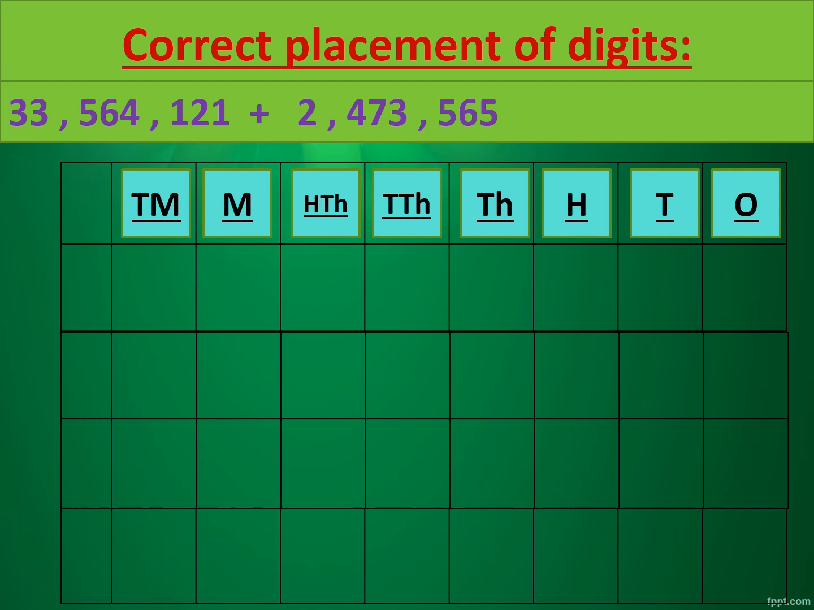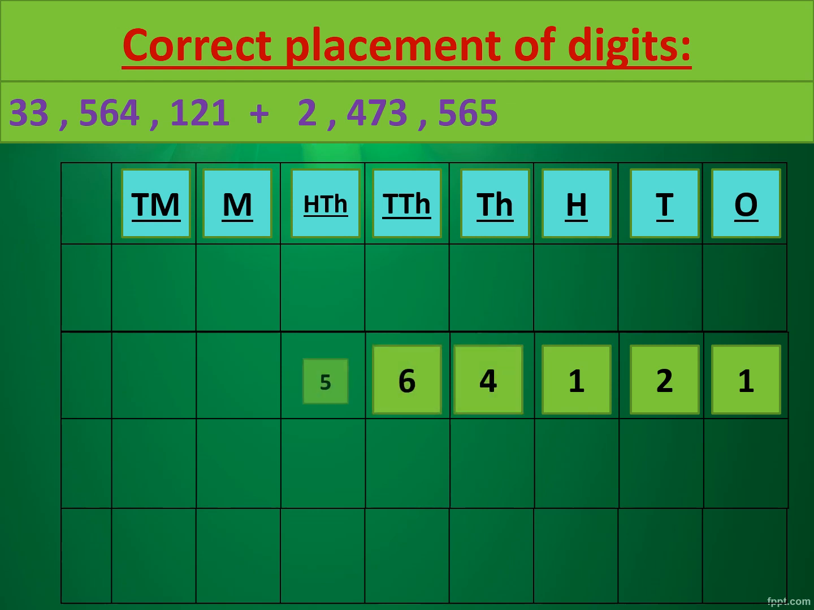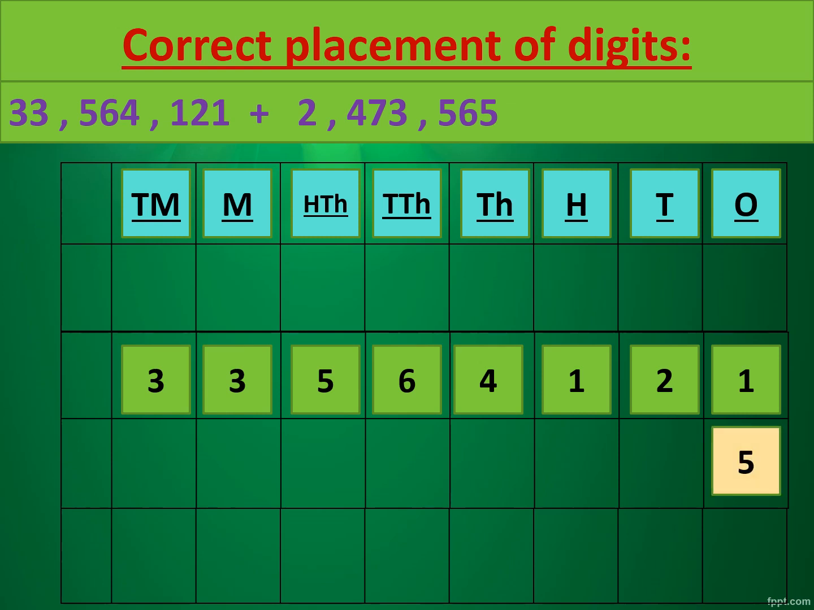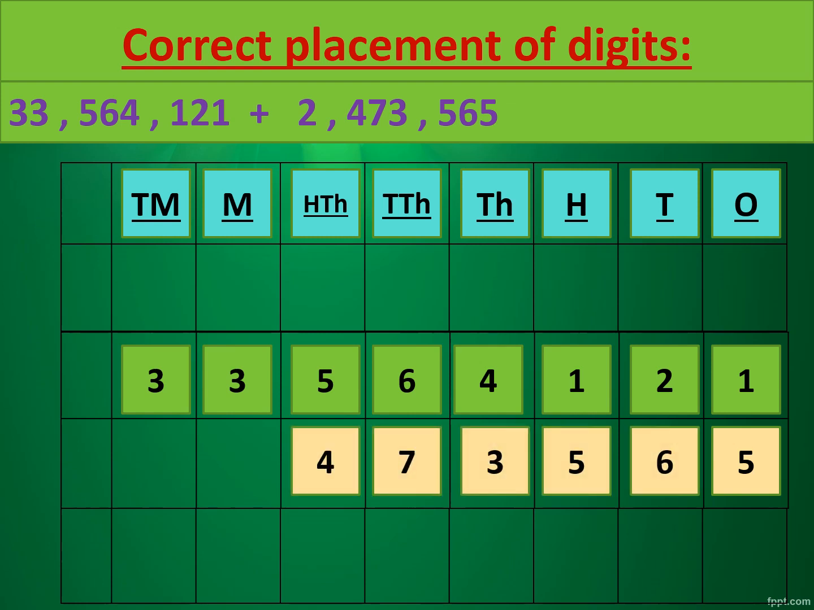After that, we will write the digits of the first number from the right side from the ones column. So let's write 1, 2, 1, 4, 6, 5, 3 and 3. After that, we will write the digits of the second number from the right side from the ones column. So let's write 5, 6, 5, 3, 7, 4 and 2.